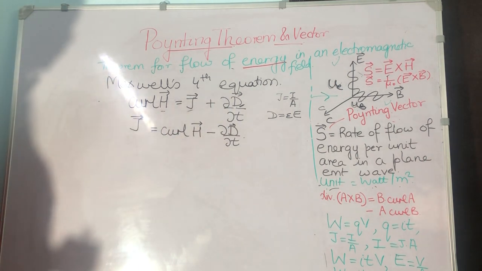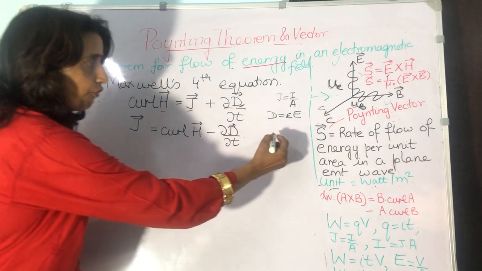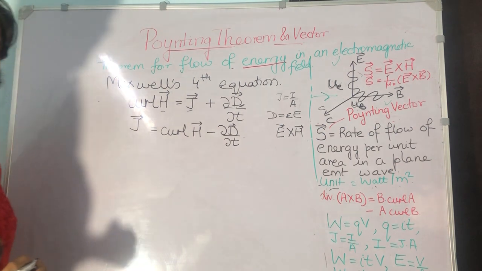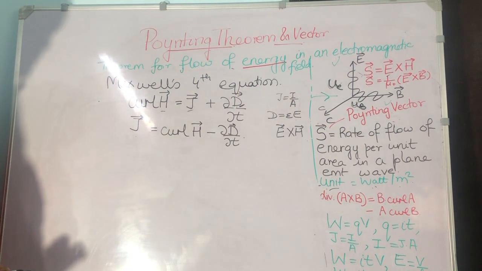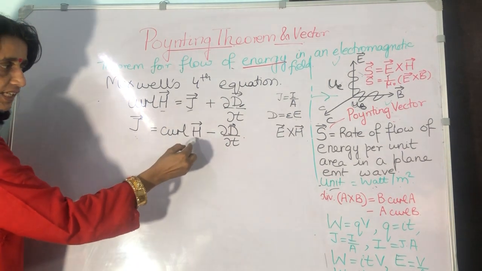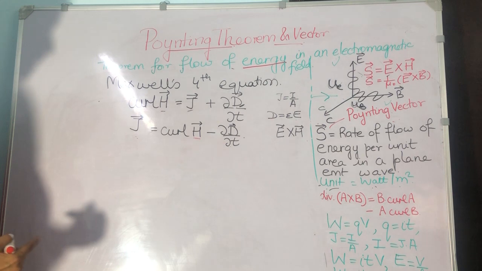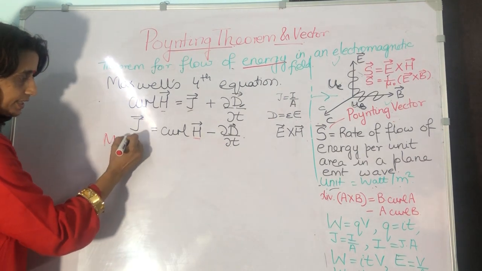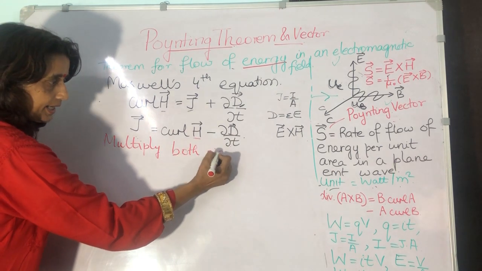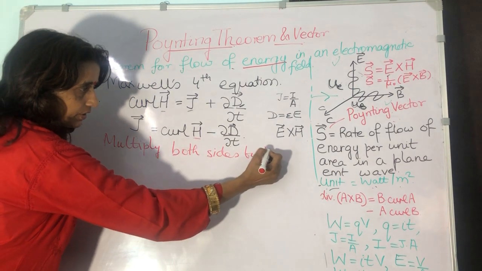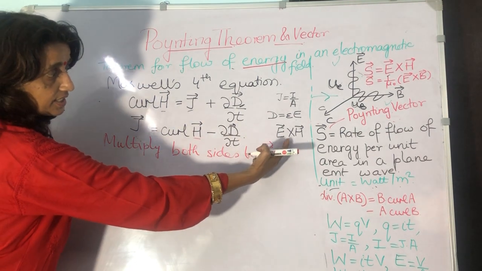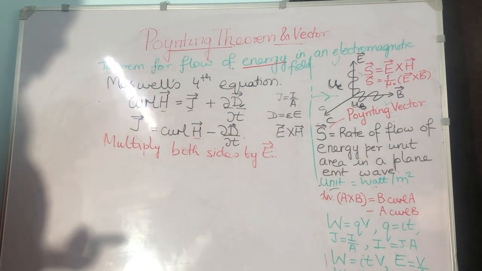Our target in today's lecture is to find E cross H, right? Now if we have a closer look at this expression, E is missing from both sides. Magnetic field is there, electric field is not there. So what we will do is multiply both sides by E, the electric field component, because we have to get an expression consisting of both electric and magnetic fields.